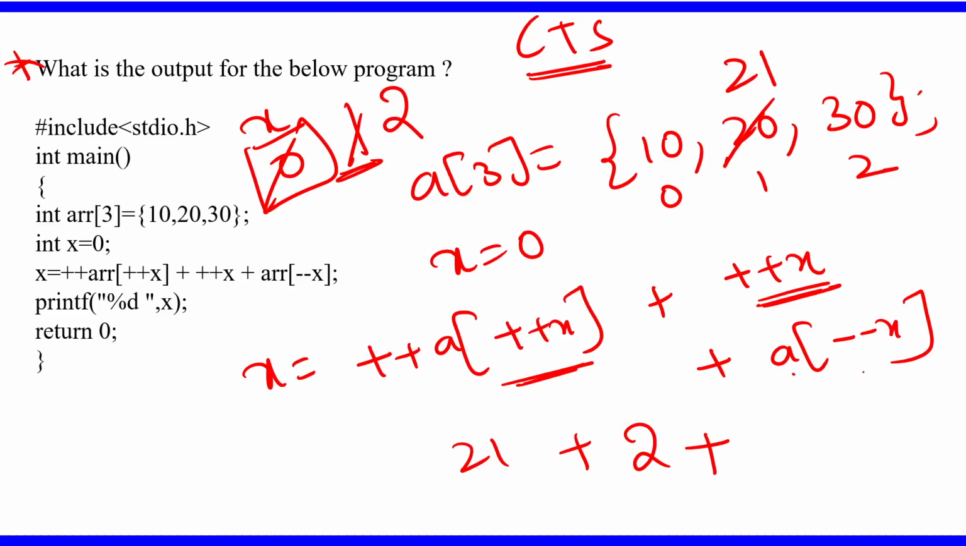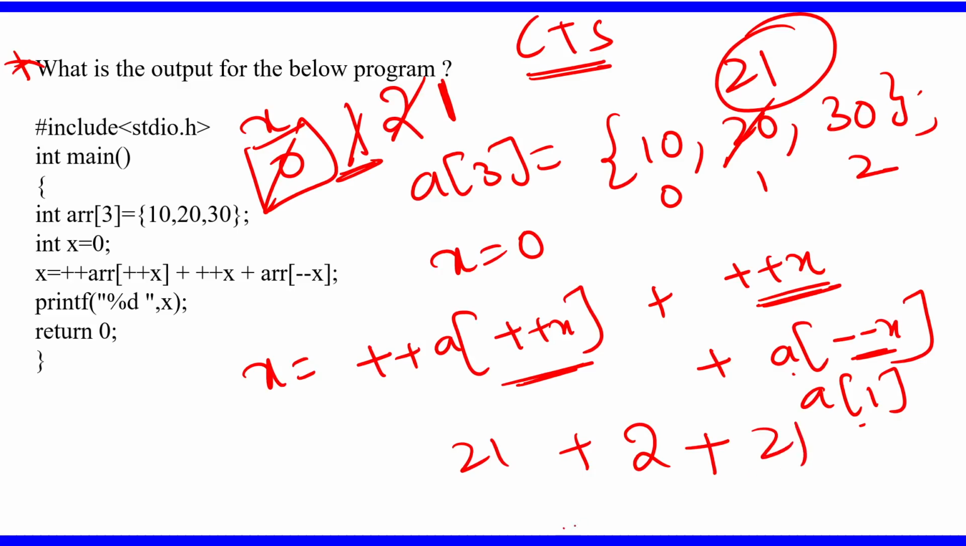So it is 2 plus a of minus minus x. x value is 2, this is pre-decrement of x. So again x becomes 1. So this value is a of 1. What is a of 1 value? 21. Therefore the answer is 44. Is it clear? Should I explain once again how the answer is 44? Brackets indexing has more priority, so it is plus plus x.